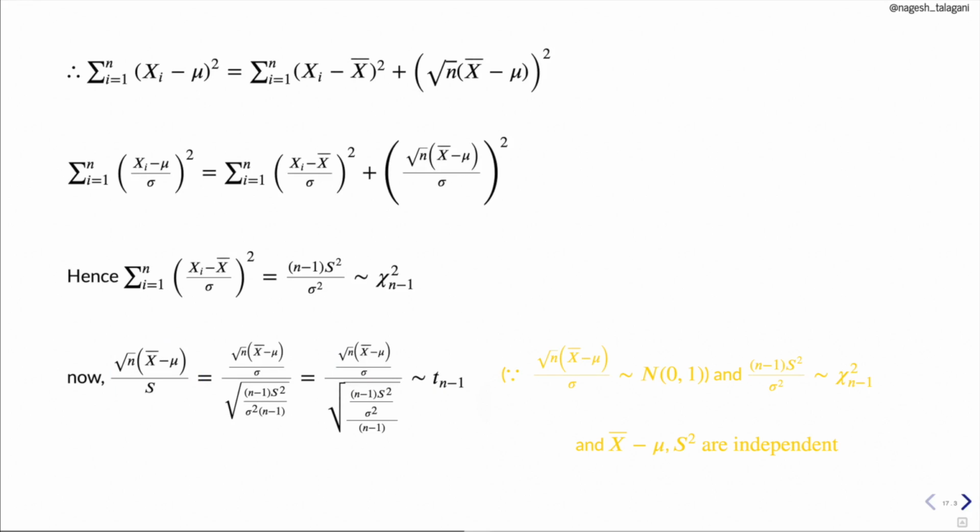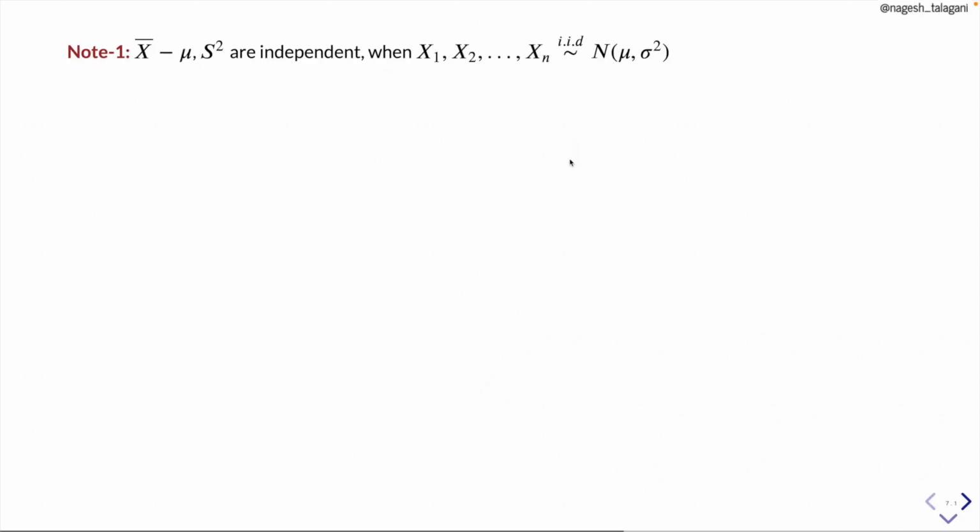Now let me show this x bar minus mu and s square are independent when x1, x2, so on, xn are IID normal random variables with a mean mu and variance sigma square. First, what I will do, I will show this x bar and xi minus x bar are independent for all i equal to 1 to n. Then I will show this x bar minus mu and s square are independent.